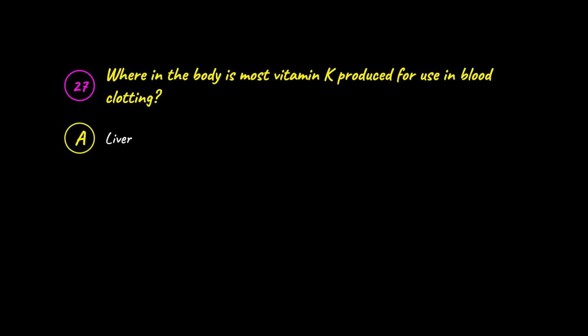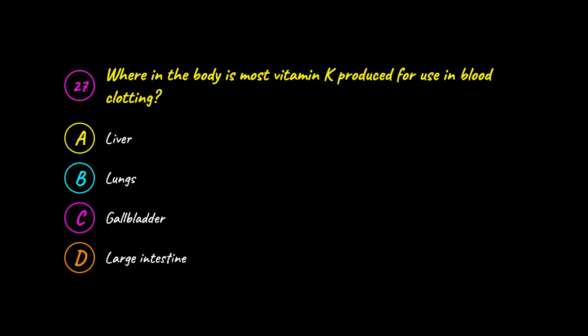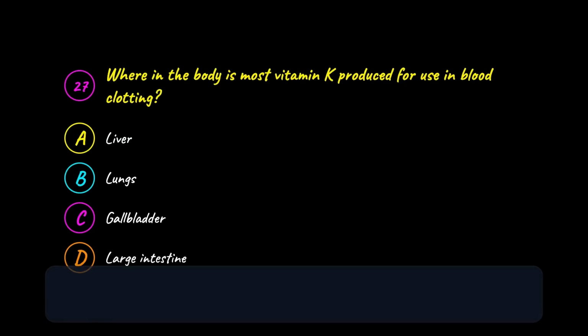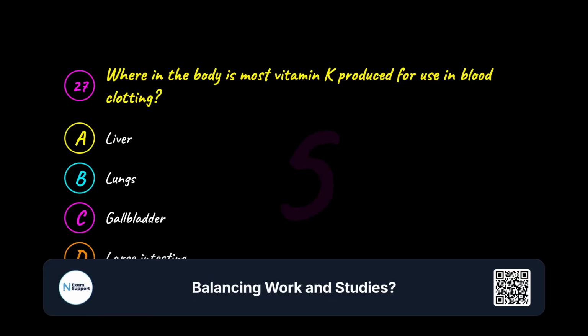Question 27. Where in the body is most vitamin K produced for use in blood clotting? Your options are A. Liver, B. Lungs, C. Gallbladder, D. Large intestine. Before I reveal it, which one do you think is right?